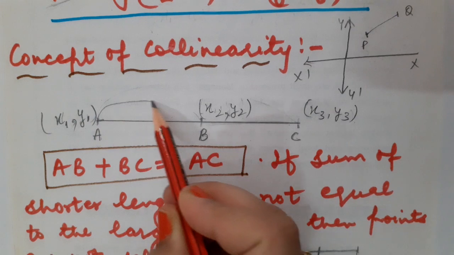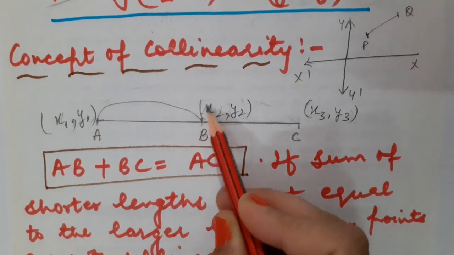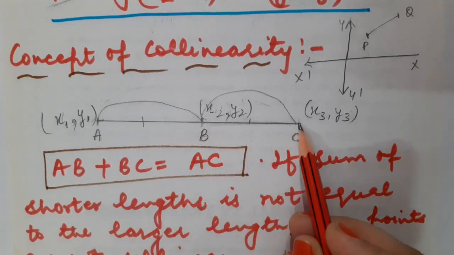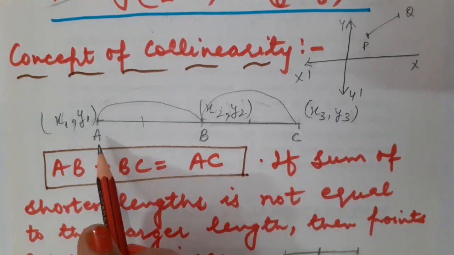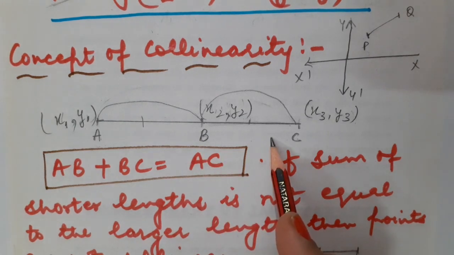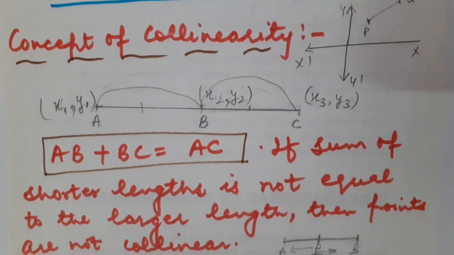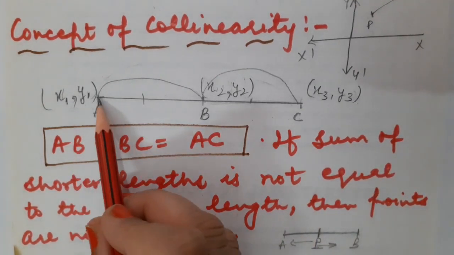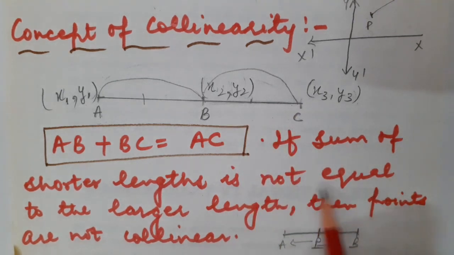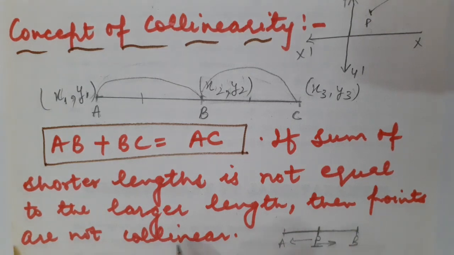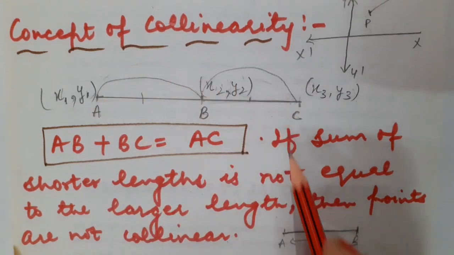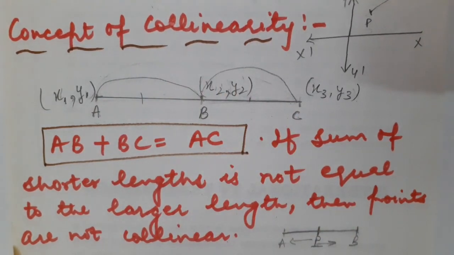So what I am going to do, I am just going to calculate the distance AB. Then I will be calculating BC. If AB plus BC is equal to complete distance AC, then we can say that ABC are collinear points, otherwise not. Fine. This condition I have written over here. If the sum of the shorter lengths, what are the shorter lengths? AB and BC, that is not equal to the larger distance, then in that case children, points will not be collinear. Otherwise, if AB plus BC is equal to AC, then all the 3 points are called collinear points.